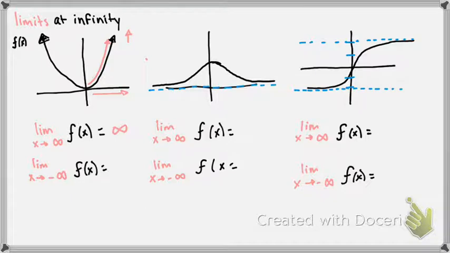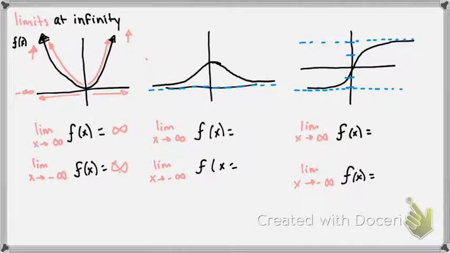Now, we're going to do the limit as x approaches negative infinity. So we'll do the same thing. We go up, follow the graph, and it looks like as we approach negative infinity, all the way down here, the y is going to be also positive infinity.